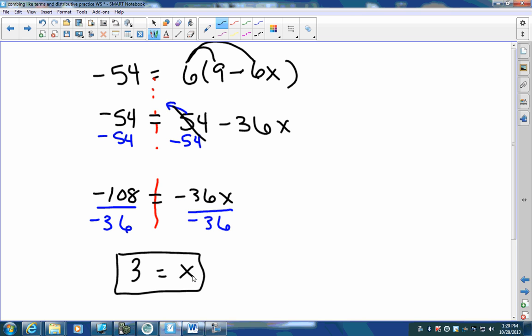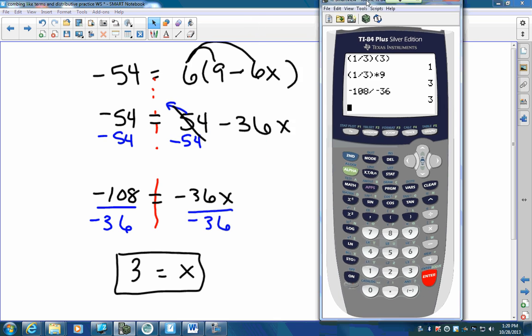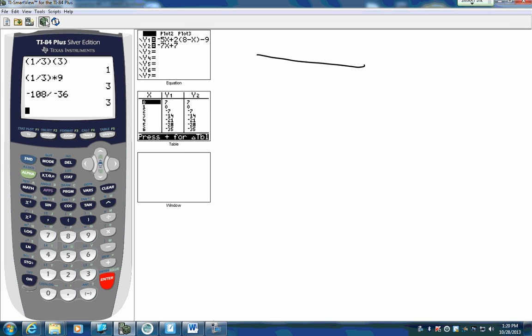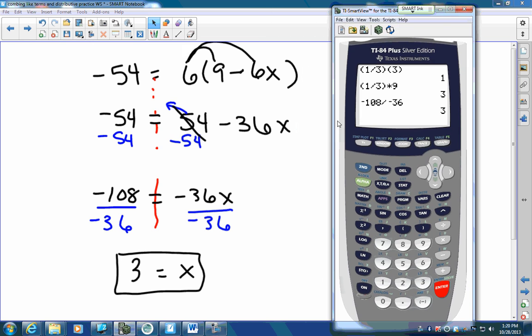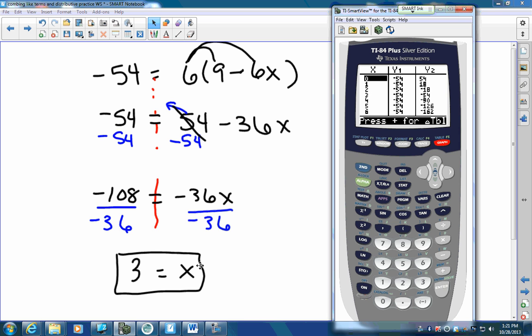Now, on the equations like we've done before, remember checking here is a little bit different than simplifying expressions, because we put the left-hand side into y1. We put negative 54, and in y2, 6 parentheses, 9 minus 6x, and press second graph. When you're solving or checking an equation, you're looking for the one spot where y1 and y2 are the same. Right there, negative 54 is where x is 3. That's how we know we got the right answer when we're trying to check our equations.